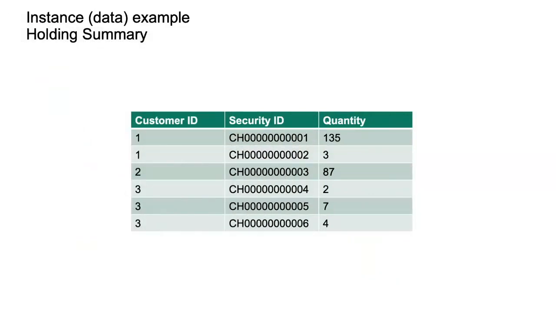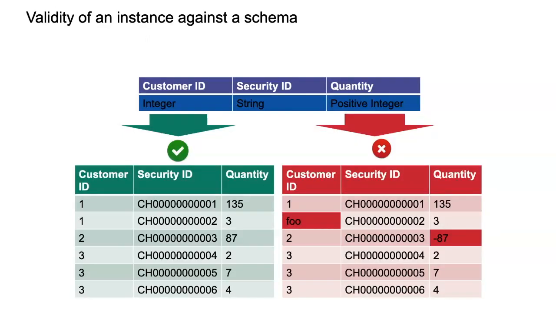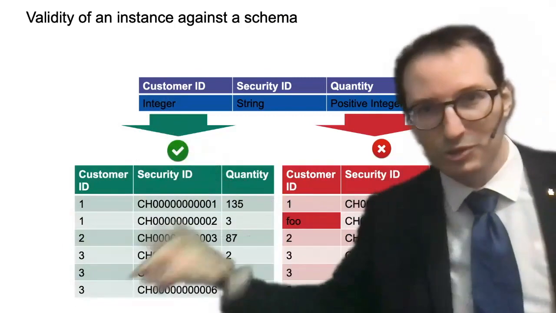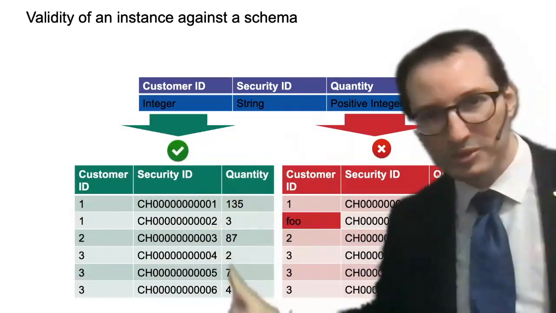That's an example, since we are in Switzerland, of some financial stuff. So let's say you have customer IDs, security IDs, and quantities. So this is an example of the sort of data you can have. And then you can relate the data at the bottom with the schema at the top. And you notice that what you have on the left, which is data you could have in the table, fulfills this. So this is an integer, this is a string, this is a positive integer.